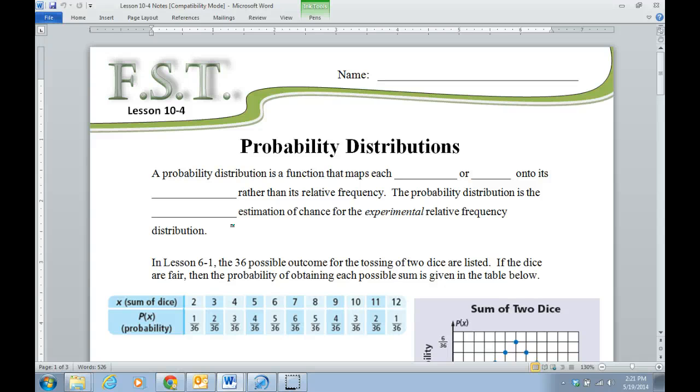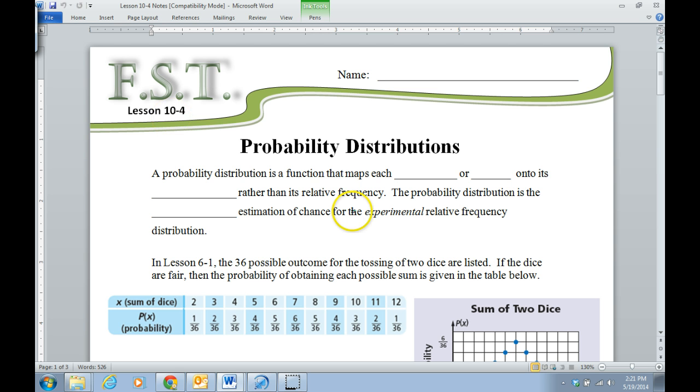Okay, so today we are starting off on talking about probability distributions. And this chapter, obviously, we talked about binomial distributions. Next chapter, we'll be talking about normal distributions. This one, well, let's just go ahead and go through this. This is from section 10.4.